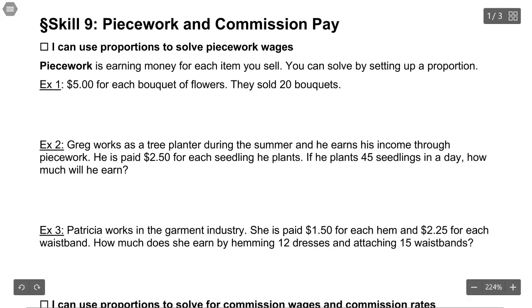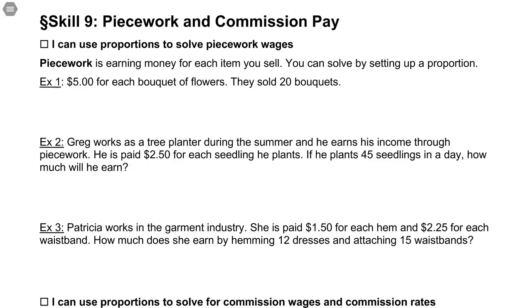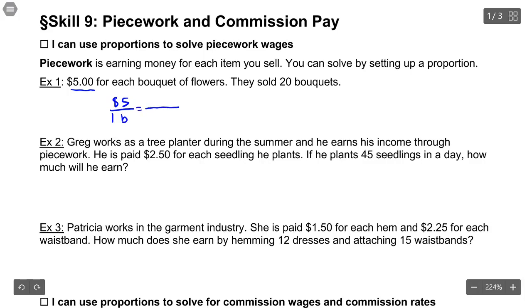We'll do a few piecework examples first. First one, someone is selling bouquets of flowers, and they get $5 for each bouquet of flowers that they sell. So first of all, that is a unit rate. That means that they're getting $5 per one bouquet. Let's use B for bouquets. And so we can set up a proportion for this. And they sold 20 bouquets. So all we need to do is match our bouquets to our bouquets with 20, put our unknown up top, and cross multiply and divide in the usual way.